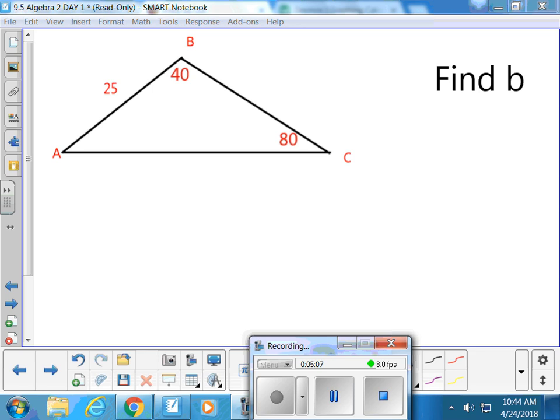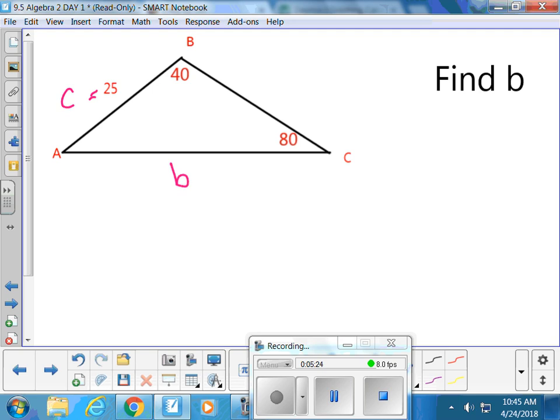What would this 25 be? Small a, small b, or small c? Small c, because they're going to live across from big C. So this is big C, 80 is big C. Small c would be 25. And then big B is 40. So who would live down here? Small b. And that's what we're solving for.